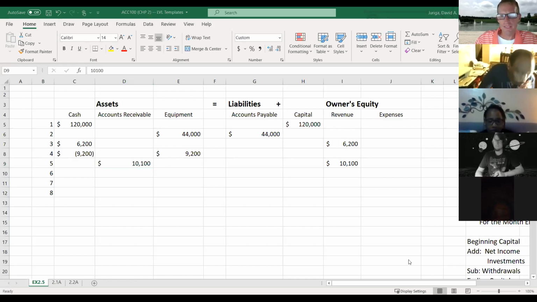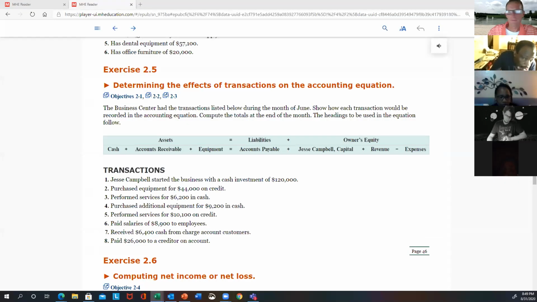Okay. Number 6. Paid salaries, 8,900 to employees. So anytime you see paid, you know it's cash, right? Paid is everything financial, everything's cash. So cash is coming out, right? Where would the offset go? Salaries would be under what category? Anybody? Expenses. So put minus for your expenses and minus for cash.